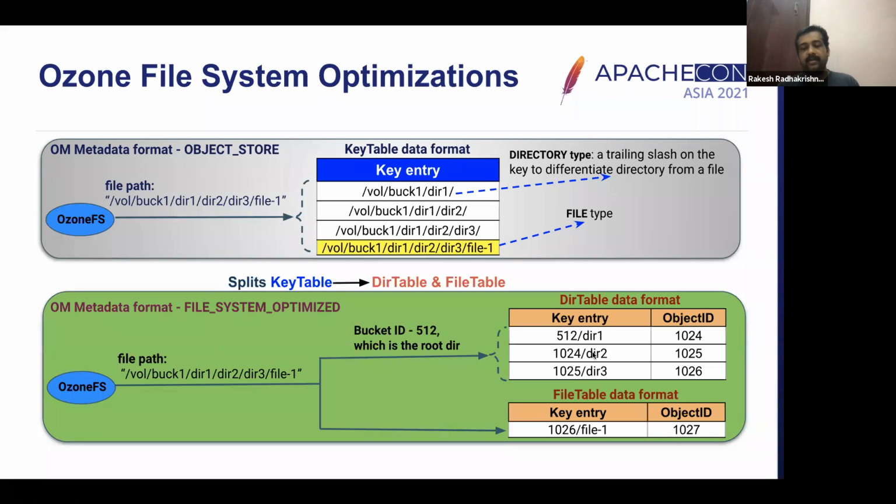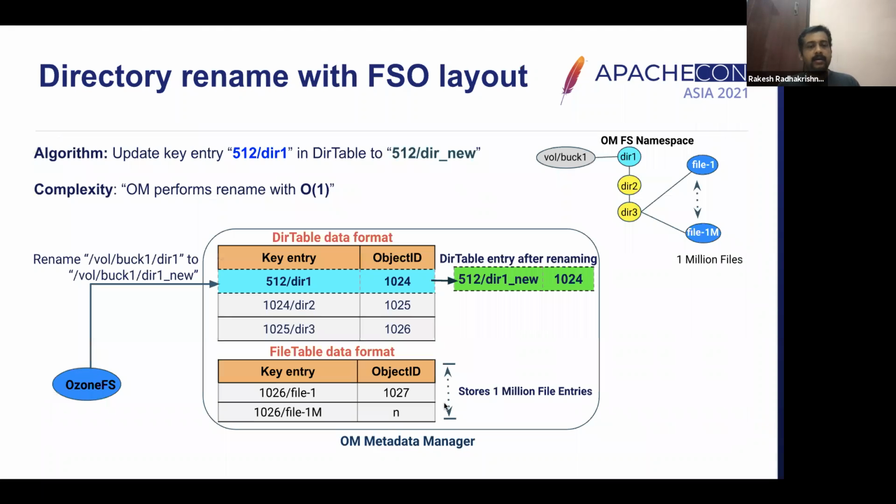So when you create a directory two, it will be creating another object ID like 1025, and directory 3 goes in this fashion. And finally, when I am going to create the file entry, it will be put into a file table in this particular format. Now let's see what happens when somebody is trying to rename a directory one.